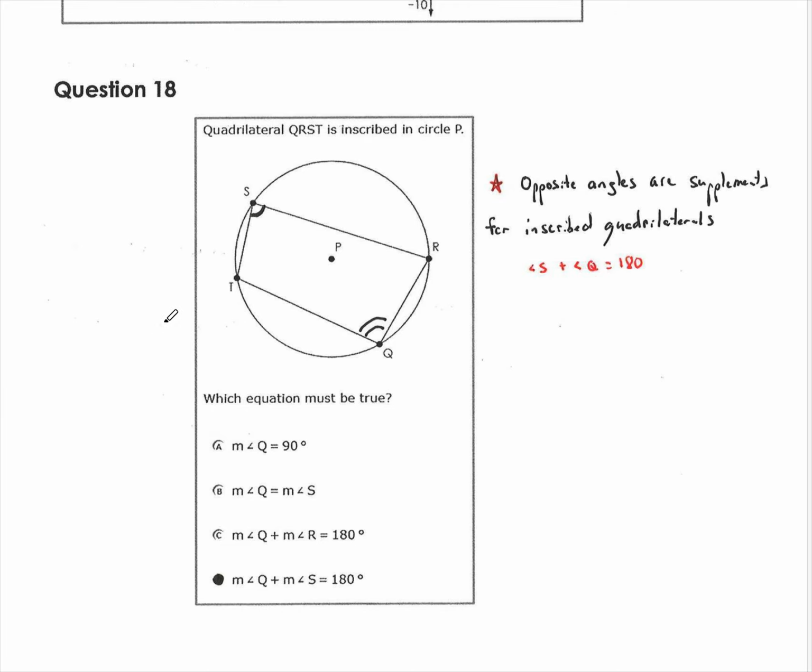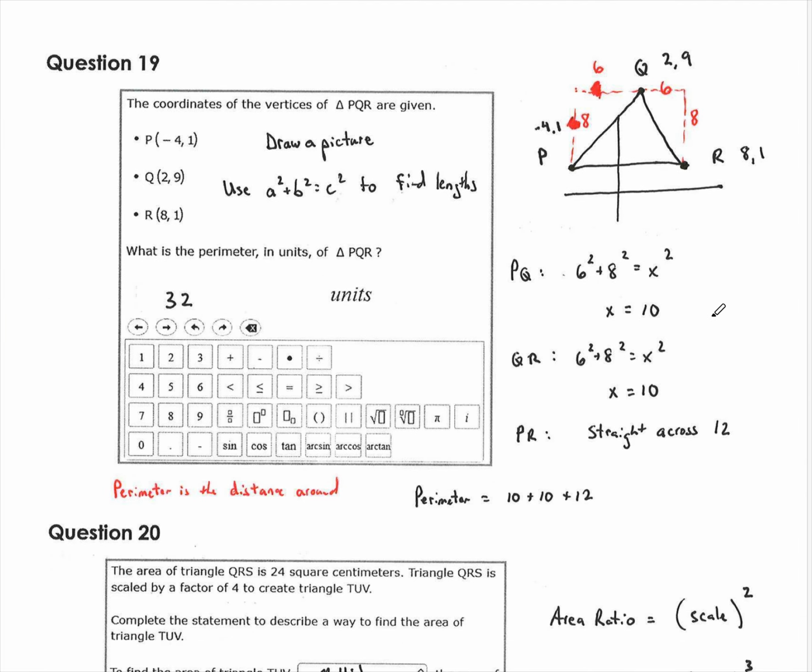We know that if you take a quadrilateral and you put it inscribed in a circle, meaning inside of a circle, opposite angles are always going to be supplements. So angle S and angle Q are going to be supplements, which means they add up to 180. Angle R and angle T are going to be supplements.